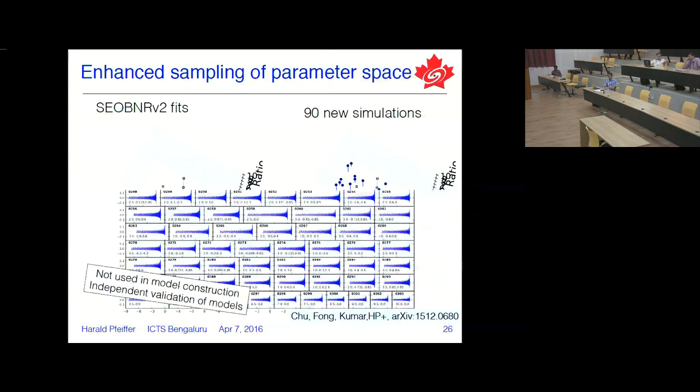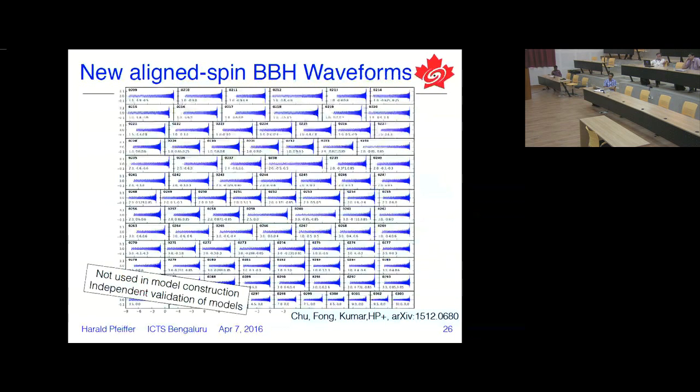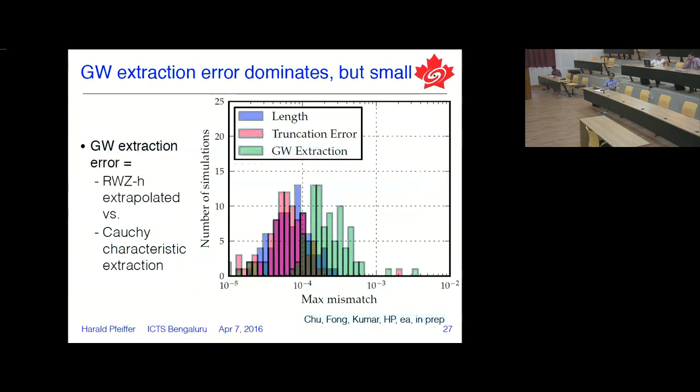Slide 26, just to show off, are all the 90 or so new waveforms we have computed in this particular project. Slide 27 is an analysis of the waveform errors. On the x-axis here is the error of each of the simulations in terms of mismatch, noise weighted by the advanced LIGO design sensitivity. Essentially all simulations have mismatch errors less than 10 to the minus 3, and many of 10 to the minus 4.